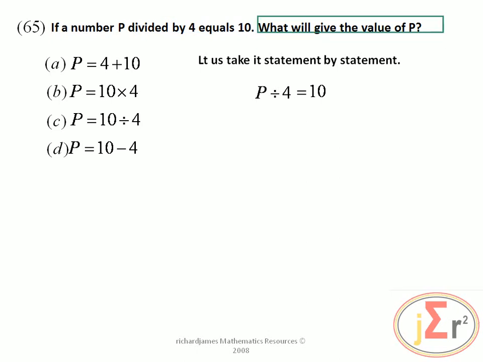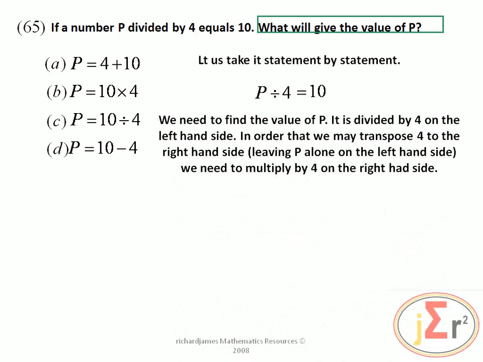So, what is the value of P? We need to find the value of P. It is divided by 4 on the left hand side. Because we want to have P all by itself on the left hand side, we need to transpose 4 to the right hand side.